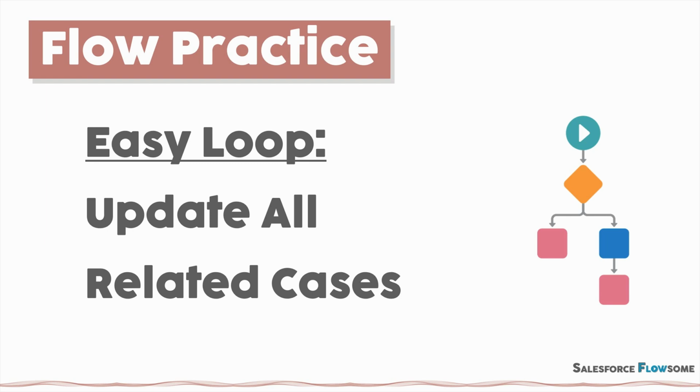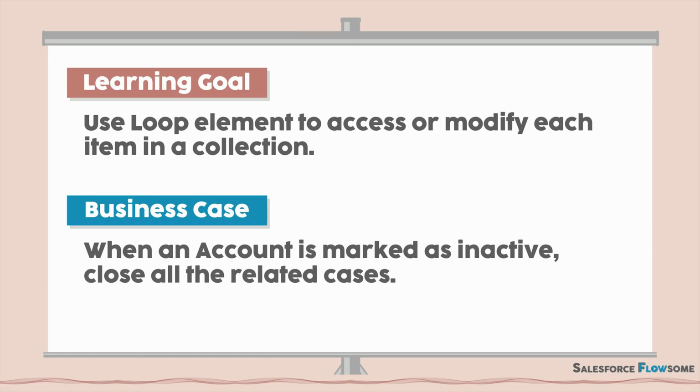This is our first flow practice use case. In this case, we are going to learn how to use the loop element in flow. If you're new to flow, the loop element is one of the first topics that you have to get familiar with. So today we're going to use a very easy use case to show you how you can use the loop element. The learning goal today is to be able to use the loop element to access or modify each item in a collection variable. If you're unsure when you should use the loop element, you can check out my loop element introduction video.